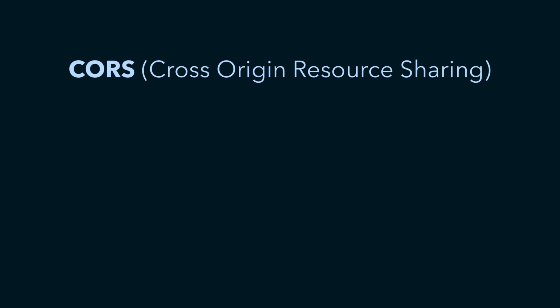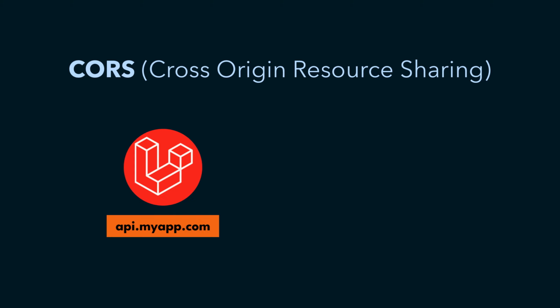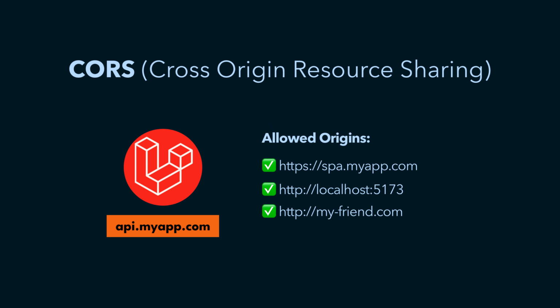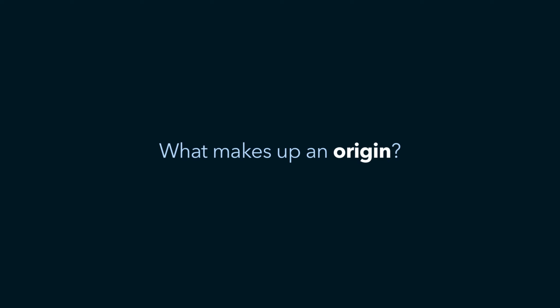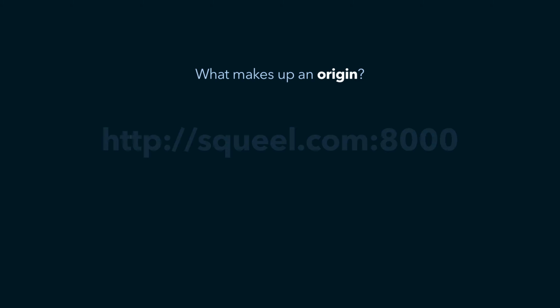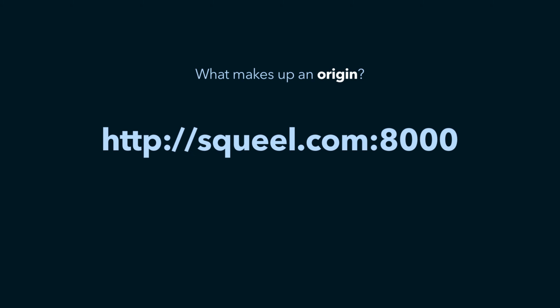CORS is an HTTP header-based mechanism that empowers a server to specify which origins are allowed to make requests to our server. This enhances security and provides a greater control over data flow between different origins. But what exactly is an origin? An origin is defined by three components: the protocol, the hostname, and, if specified, the port. So when comparing two origins, if any of these three parts are different, they are considered to be different origins.